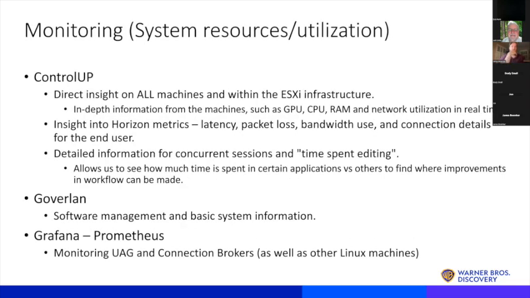For system monitoring, we use a couple of tools right now. We have ControlUp, which has direct insight on all of the machines within the VMware and ESXi infrastructure. This gives us in-depth information from the machine, such as GPU, CPU, RAM, network, and a lot of other details. And the nice part is this is all done in real time. One of the biggest metrics that we look at from a remote perspective is latency, packet loss, and bandwidth use. This is very good because we want to know if Jane Doe has really bad internet, and that's why she's getting really bad performance.